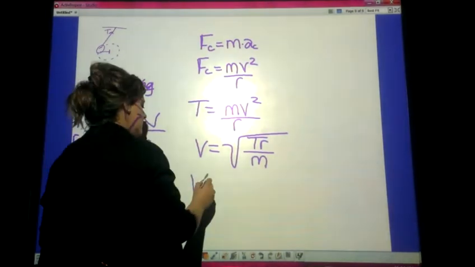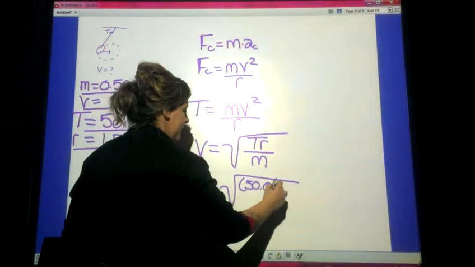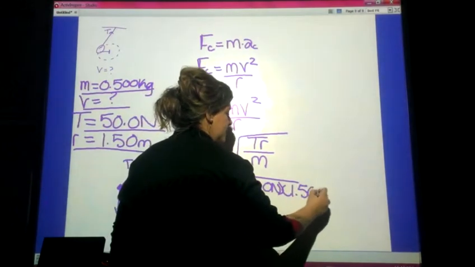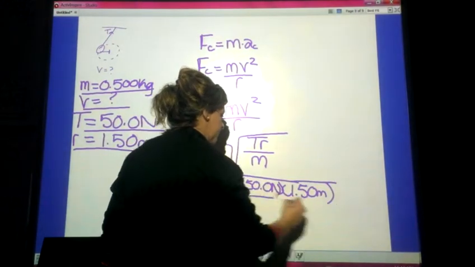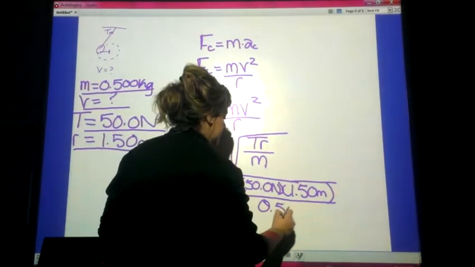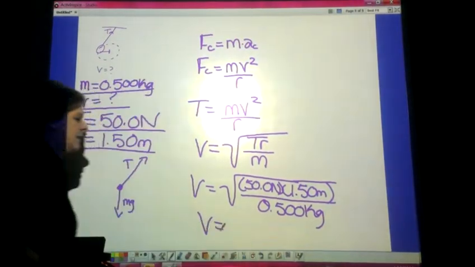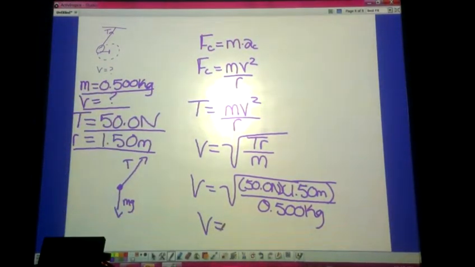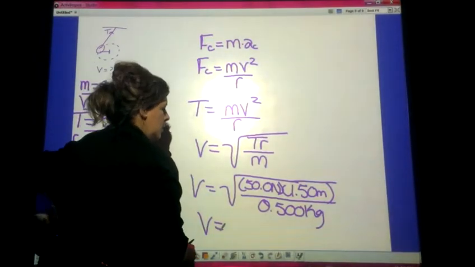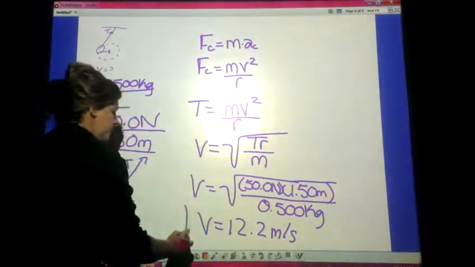So if I do that and plug in my numbers, we said the maximum amount of tension was that 50 newtons before it would break. The radius was 1.50 meters. And I'm dividing that by the mass, which was 0.5 kilograms. So if I do that math, we should get v to equal 12.2.